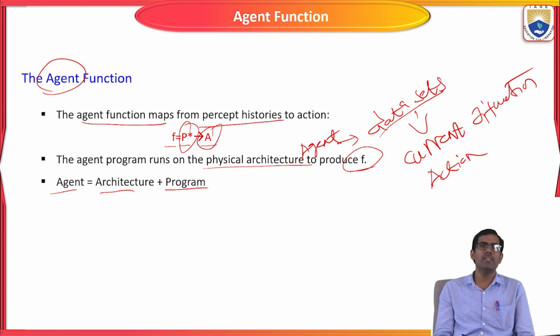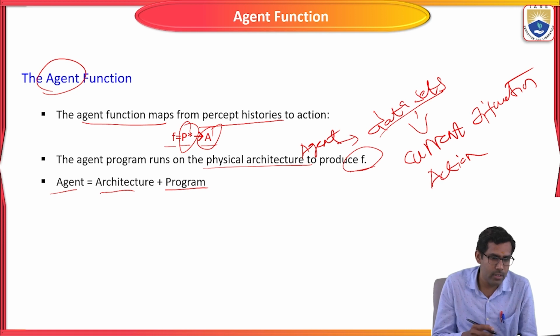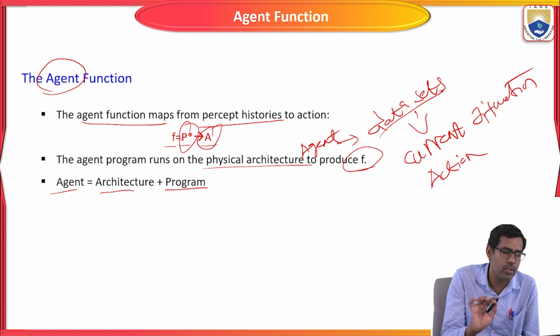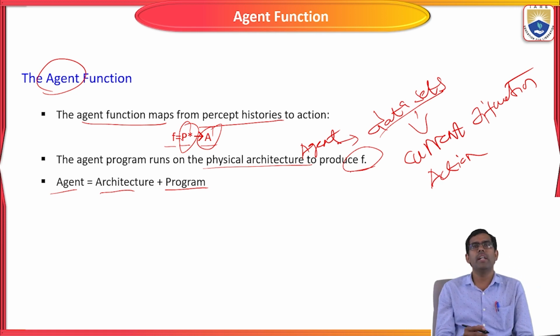So it is containing a specific physical architecture and having some logical program to take some action on the environment. That is an agent function. The major concept of the agent function is f equals P star mapping to A. Certain goals, certain actions, right? So this is the agent function in artificial intelligence.